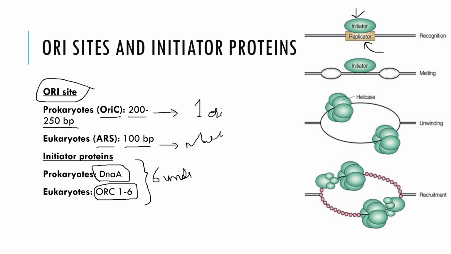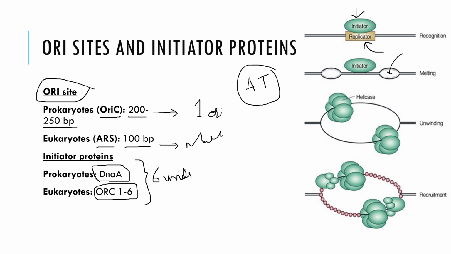Now you can see in this diagram that the origin of replication is present, and this ORI site is recognized by the initiator. After the recognition, the initiator is responsible for melting the hydrogen bonds present at the ORI site, because the ORI site is AT rich. If the ORI site is AT rich, in that case the melting temperature is low, so it is easy for the initiator protein to break the hydrogen bonds between the two strands. So now here you can see the single strand is available.